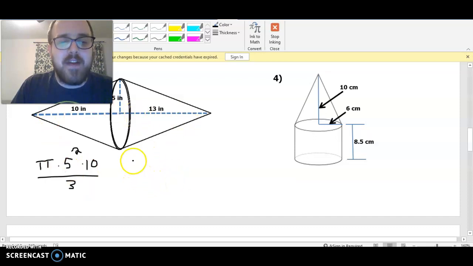Over here, if we find this one, it's going to be pi, and then we're going to multiply this by 5 squared as well. And the only difference is we're going to multiply this one by 13, and then we'll put this one over 3 as well.